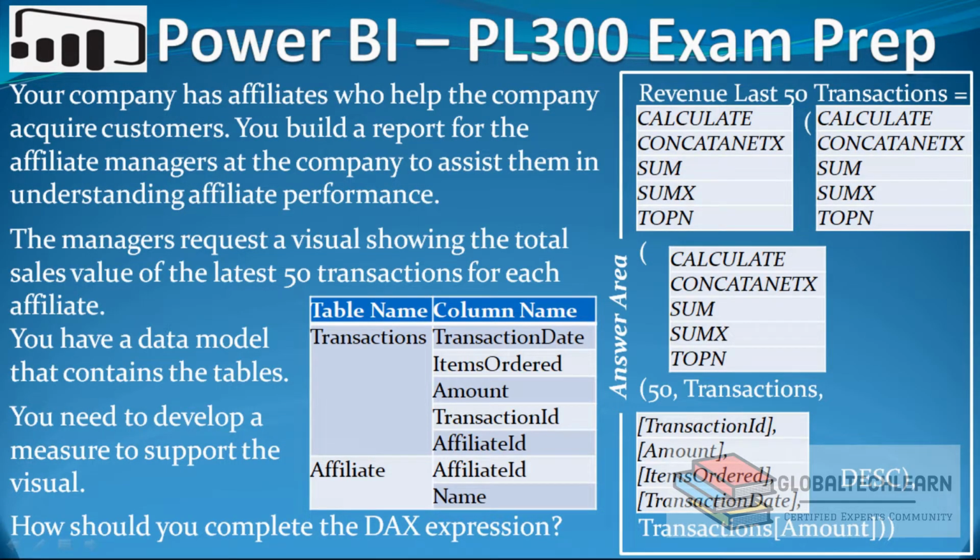The measure requirement is that we need to get the latest 50 transactions for the affiliate. In the transactions table we have the transaction date. Based on that we can filter the latest 50 transactions, where we can sum the amount value against the affiliate ID. So this will return the revenue from the last 50 transactions. Let's try this in Power BI Desktop.